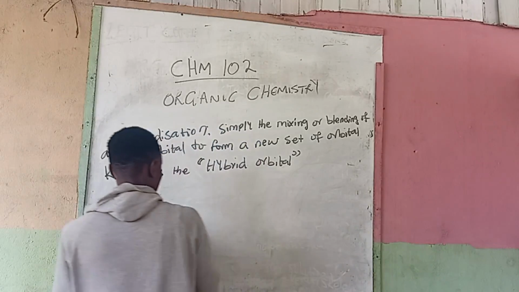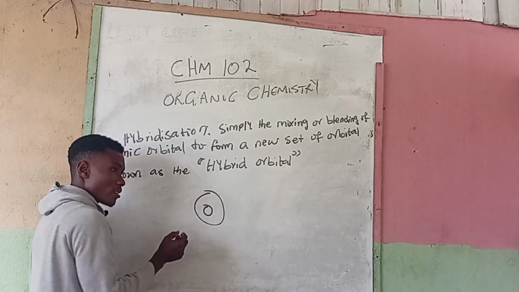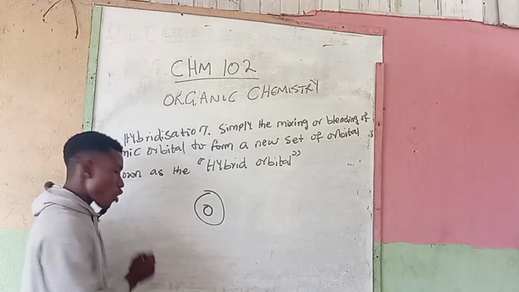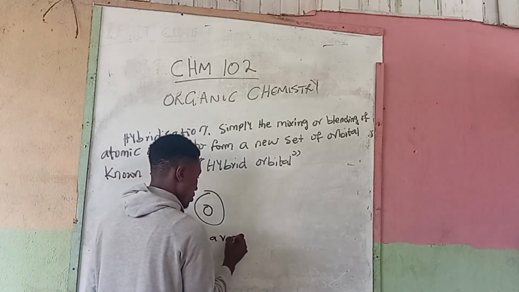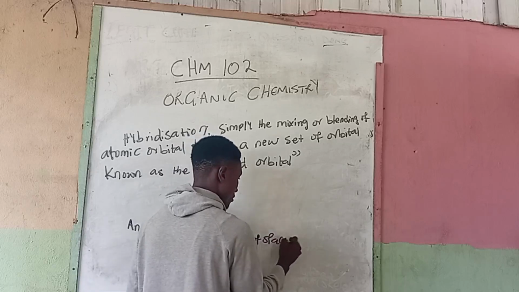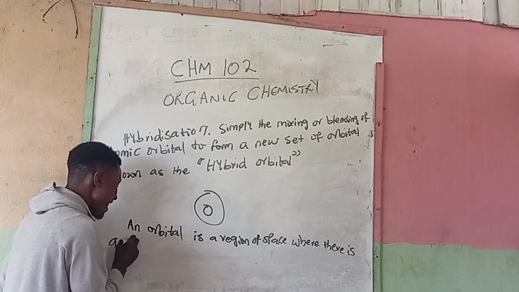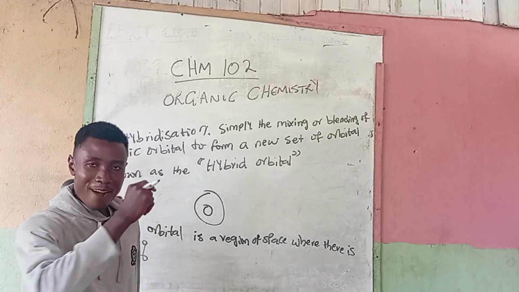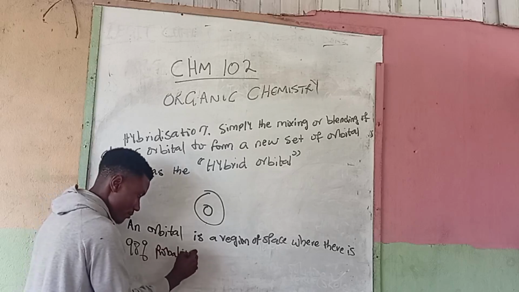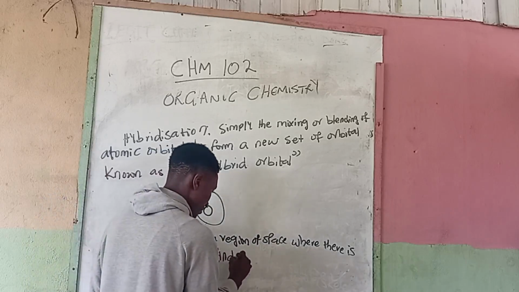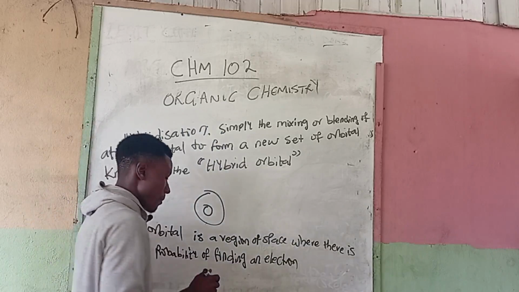What is an orbital, right? You have seen something like this before in chemistry. So the question is, what is an orbital? An orbital is a region of space where there's a 98% probability of finding an electron.